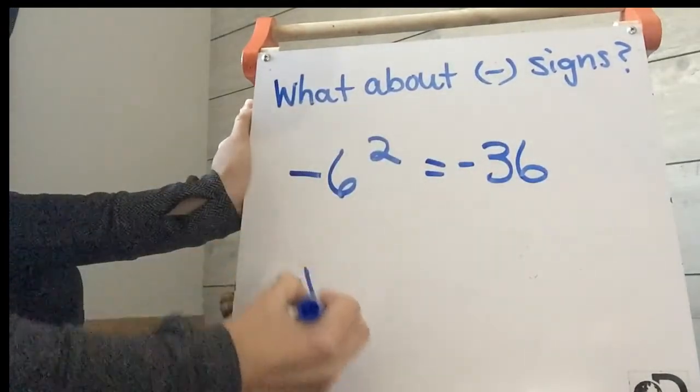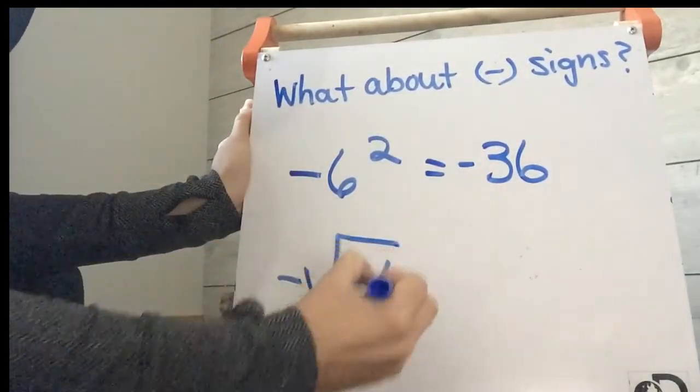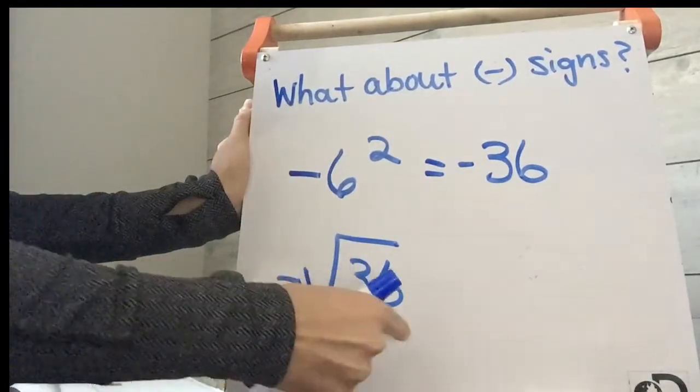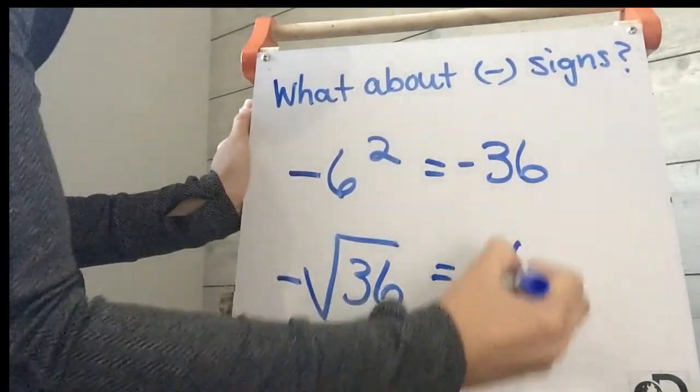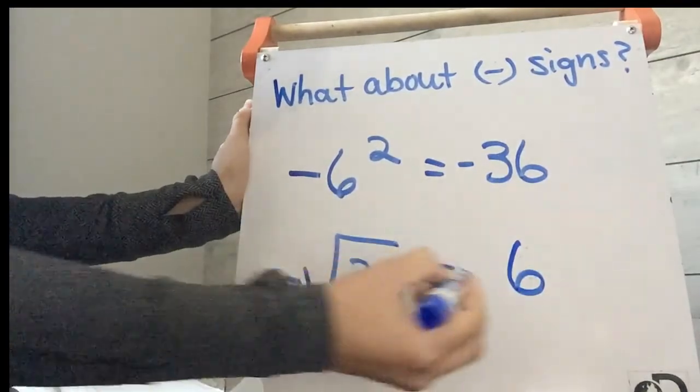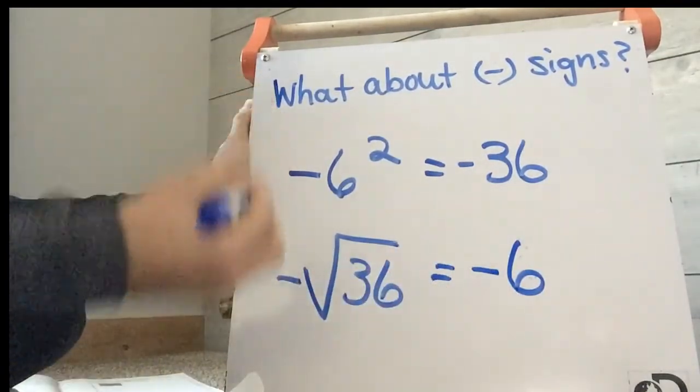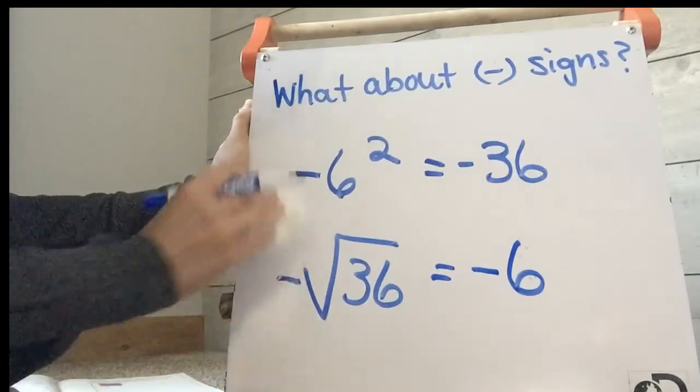I could have square roots that do this, where I'm looking for the opposite of the square root of 36. Well, what's the square root of 36? 6. And now what's the opposite of that? Negative 6. So don't lose what you already know.